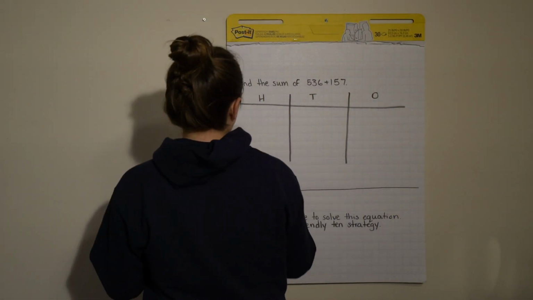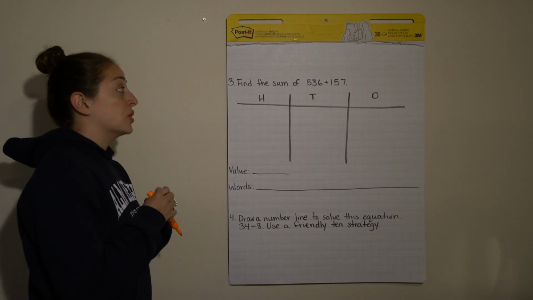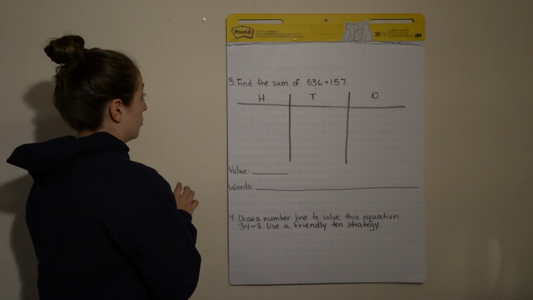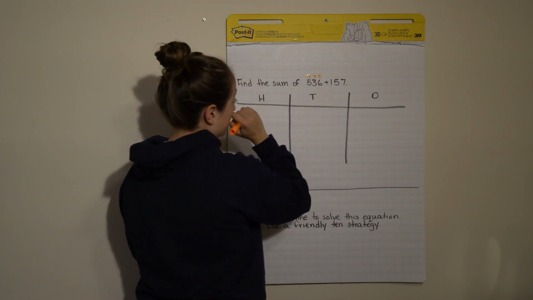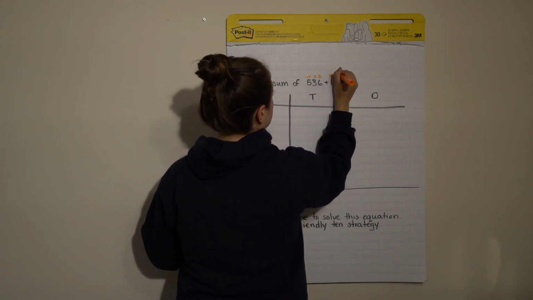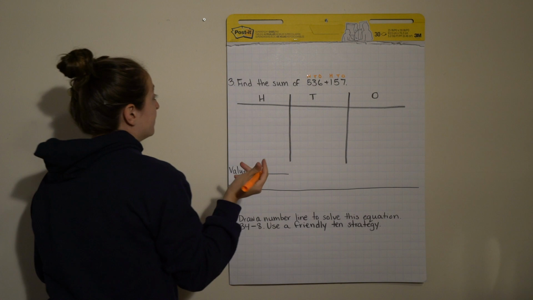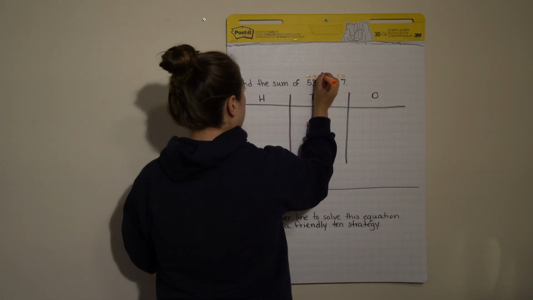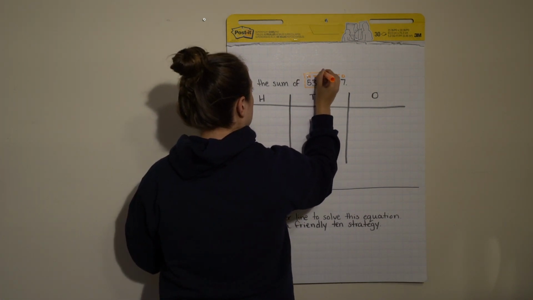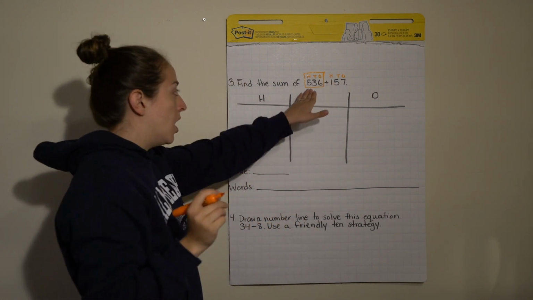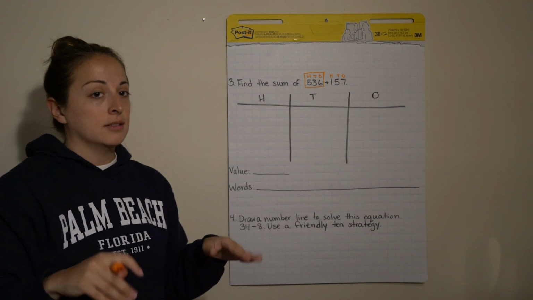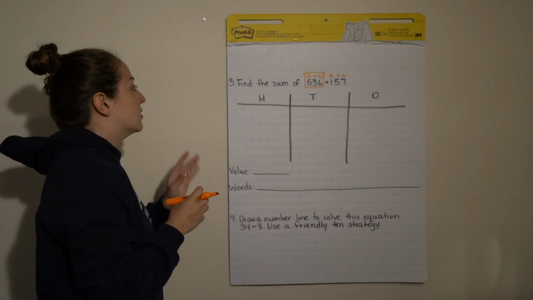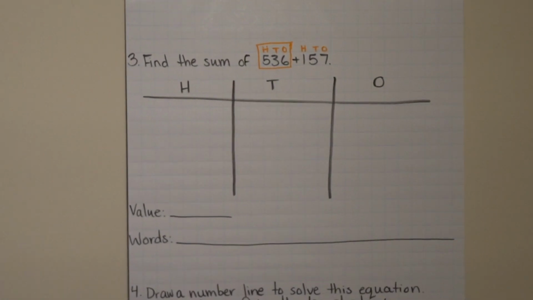Okay. It says find the sum of 536 plus 157. So we have our hundreds, tens, and ones here, which we should label, and we have hundreds, tens, and ones over here as well. So let's focus on this number first. And I want you to draw your hundreds, your tens, and your ones, but you're not labeling. We'll save that till the end. So you can go ahead and draw your number.